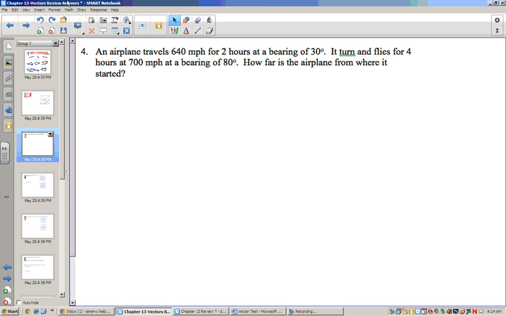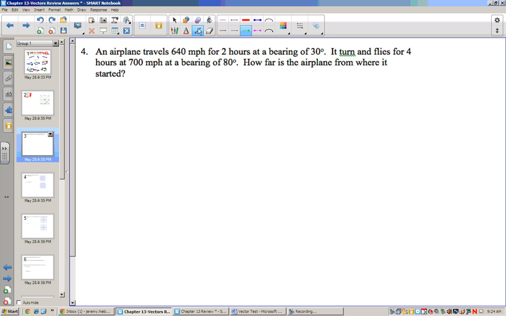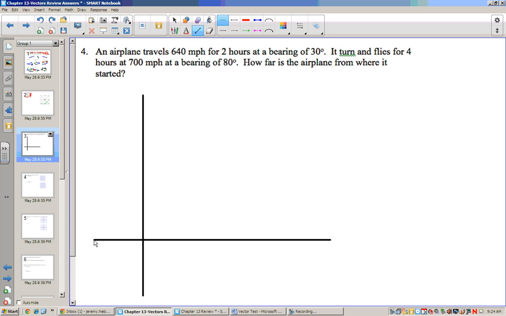All right, starting up on page 2, we start with number 4, saying an airplane is traveling at 640 miles per hour for 2 hours at a bearing of 30 degrees. It turns and flies 4 hours at 700 miles per hour at a bearing of 80 degrees. How far is the airplane from where it started? So first, a bearing is how many degrees from north.